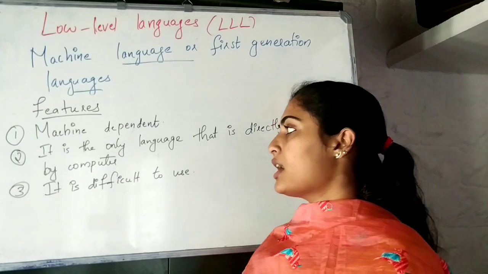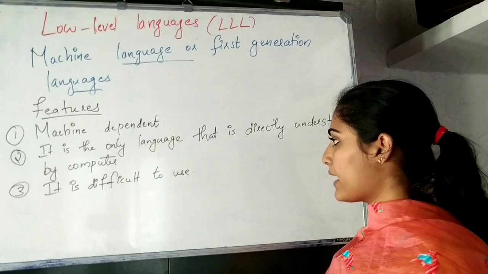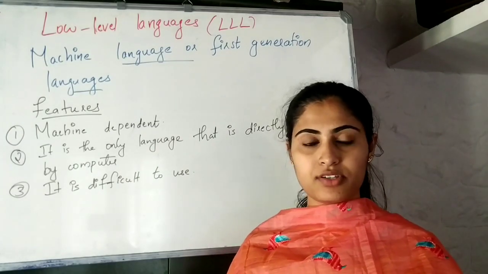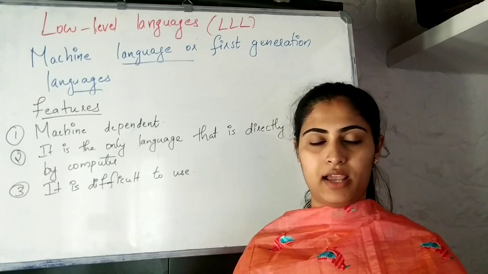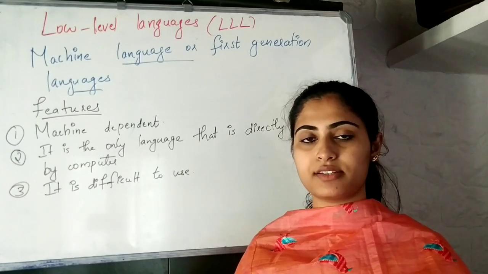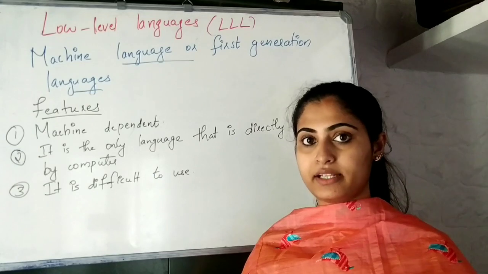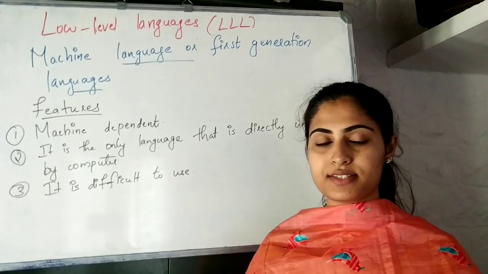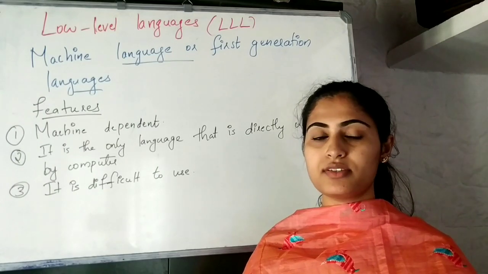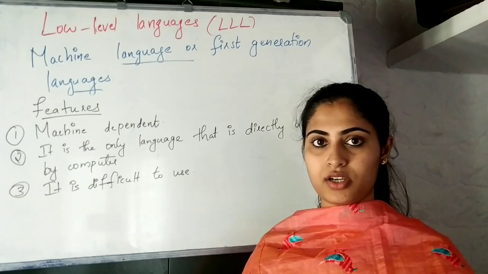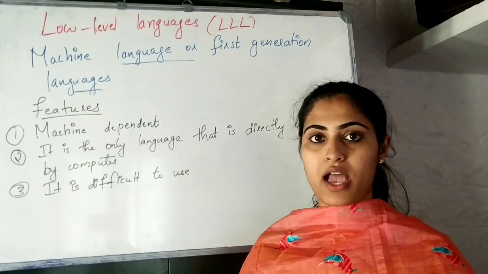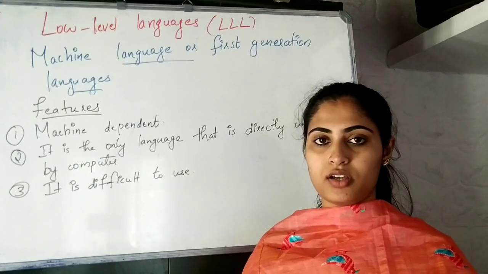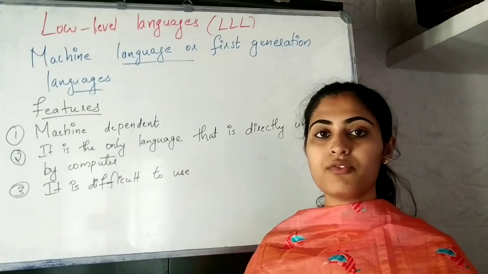Second point is, it is the only language that is directly understood by the computer. Machine language is the most basic computer language, and it is the only language that is directly understood by the computer. And third point is, it is difficult to use, because the programmers have to remember all these machine codes. These are the three features of machine language.